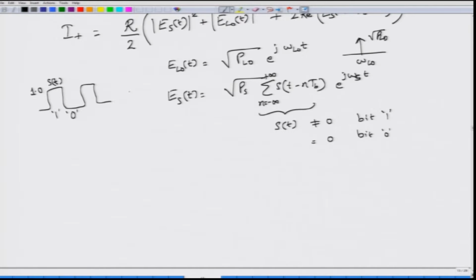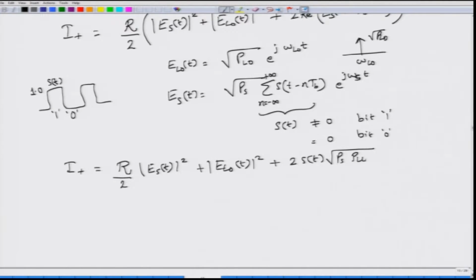So, going back to what is happening to I plus, you can write I plus as R by 2 times the magnitude square of Es of t plus the magnitude square of ELO of t plus 2 S of t square root of Ps PLO. I am assuming that these amplitudes are going to be constants, therefore the signal power is Ps and the local oscillator power is PLO. So that essentially enters into the equation.